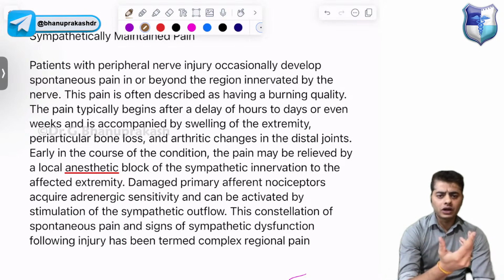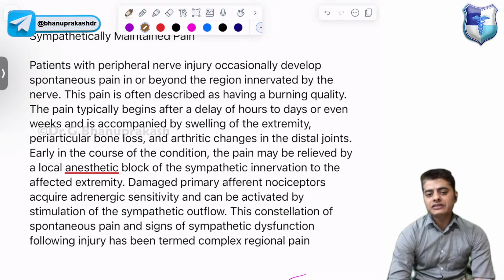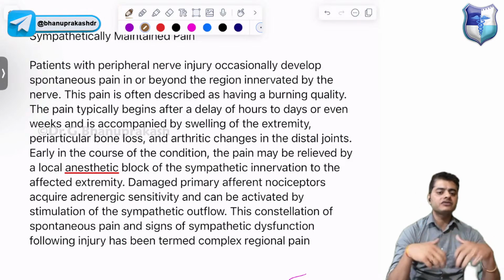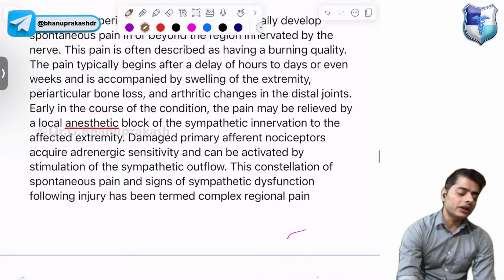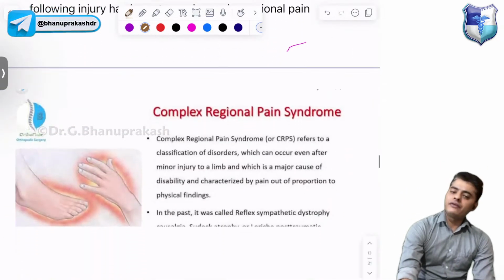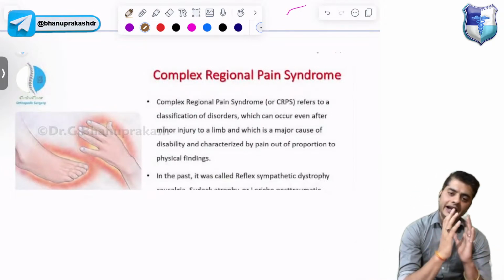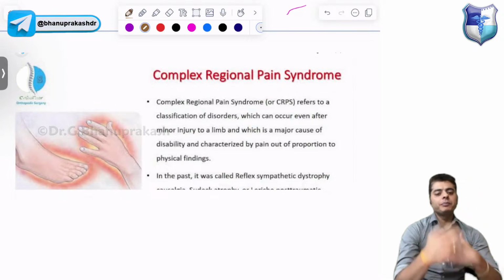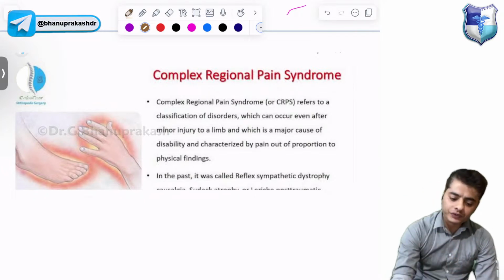And this pain can be relieved by any local anesthetic block. And they have given this pain a name of a complex, but this sympathetic dysfunction happened after the injury. So what they're trying to say is that whenever any individual gets an injury, a few days after the injury they have seen that there is edema, swelling, and some inflammation. And pain happens after 2 or 3 weeks. And there's some sympathetic activity also there. They have mentioned this as a complex regional pain syndrome.